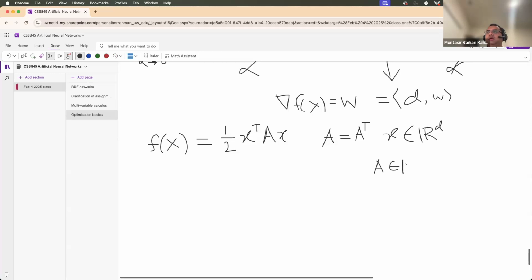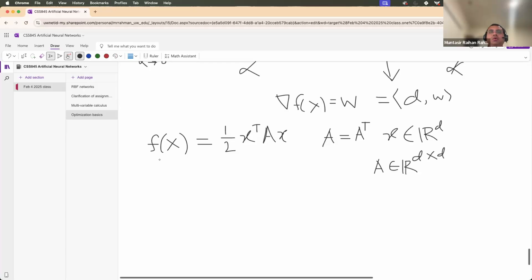Anyone? Just making sure everyone is awake. If x is in R^d, what has to be the dimension of A? First of all, is A a square matrix or not? Yes. A has to be square, and it has to be d by d.